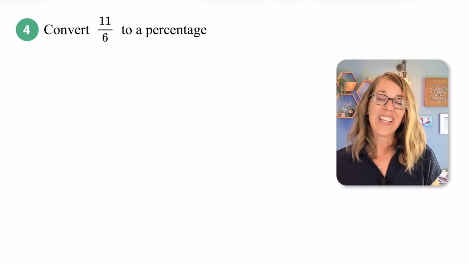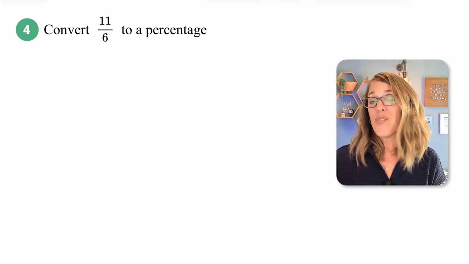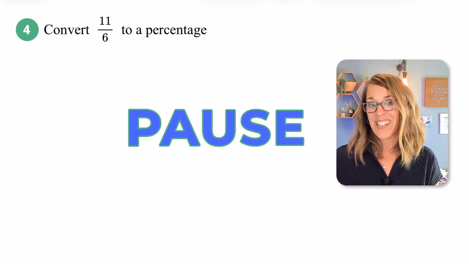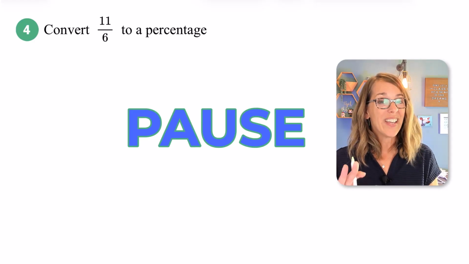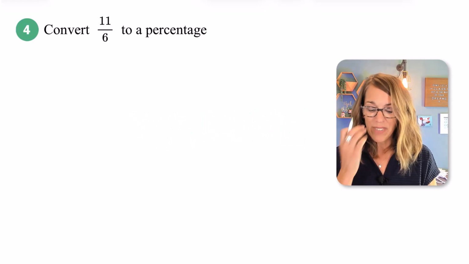Now this one is for you. It's already written as an improper fraction with a larger numerator over that denominator of 6. I want you to pause the video, see if you can come up with the same answer that I do. Catch back up with me when you do. Let's go ahead and dive in.